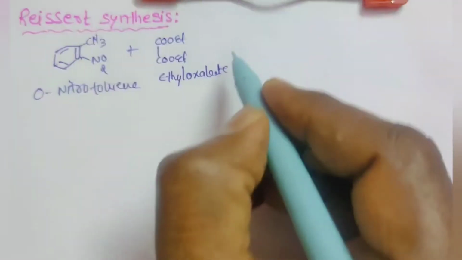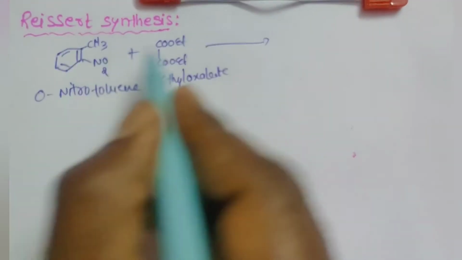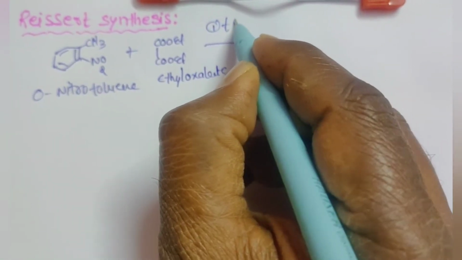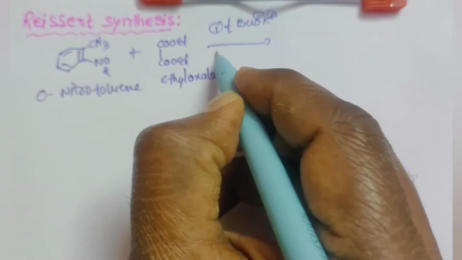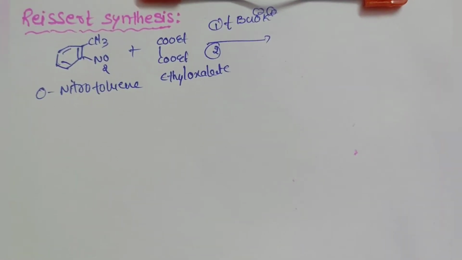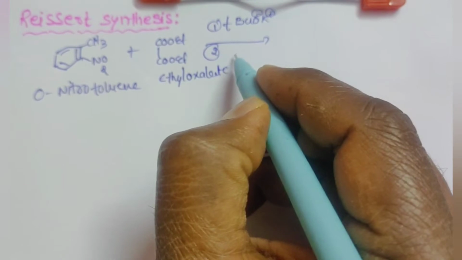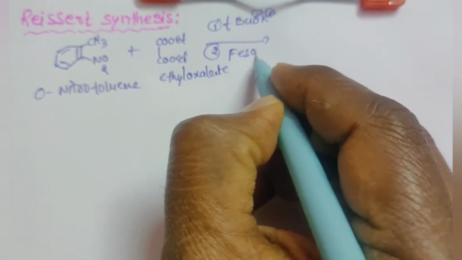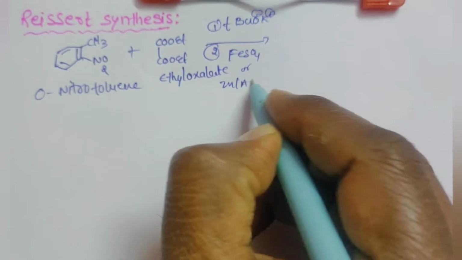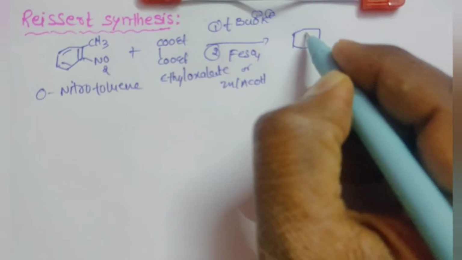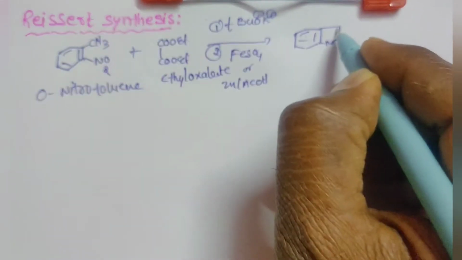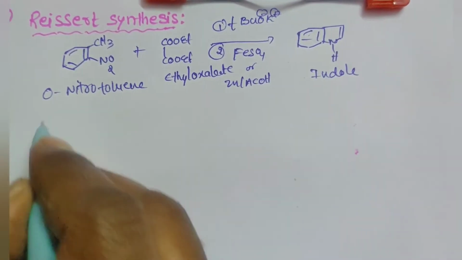First of all, we treat this with the base. So here also we are using potassium tertiary butoxide as the base, and then the product formed is treated with a reducing agent, that is ferrous sulfate or a zinc and acetic acid mixture. So as a result, we get the indole. Now we go for the mechanism of this reaction.